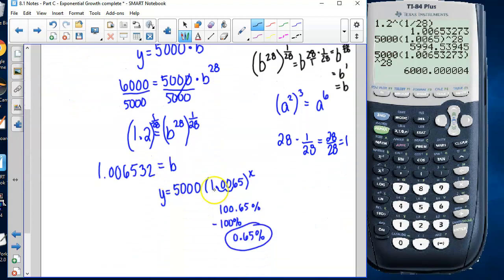Okay, and then once you get b, that's still not your answer because remember whenever we find b, we have to take 100, we have to add the percent, and then we have to move the decimal. So we got to go backwards from that. So that's why I moved the decimal 2 places, got 100.65, and I subtracted that 100, so it gave me 0.65%.